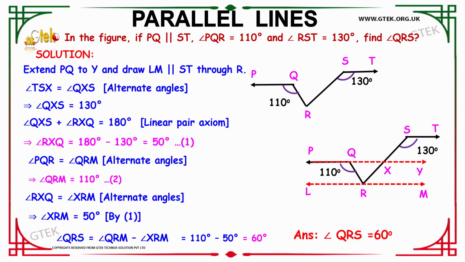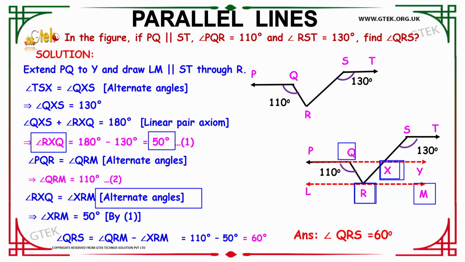Followed by this one, angle RXQ equals angle XRM, which are alternate angles. Since we already found angle RXQ equal to 50 degrees, as per the alternate angle concept we get the value for angle XRM, which is 50 degrees from the first equation.